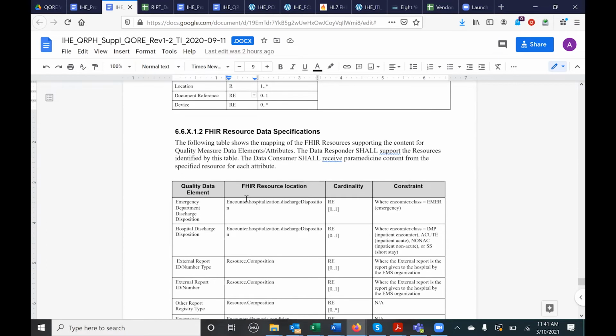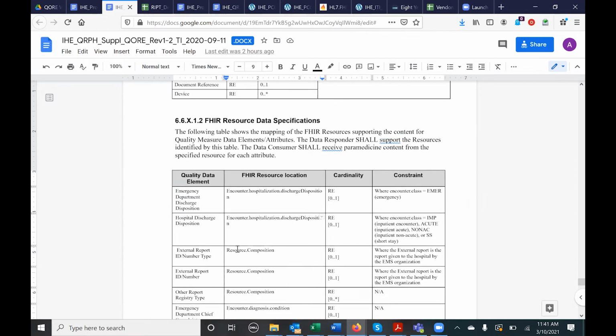So here in our table are the resources that we are using for this. And one of the aspects is that if we look back to our measures from the tables, we were informed by that. So things here will include both the EMS data elements and the hospital data elements. And as you can see, they are required if known elements as well, with our constraints here.